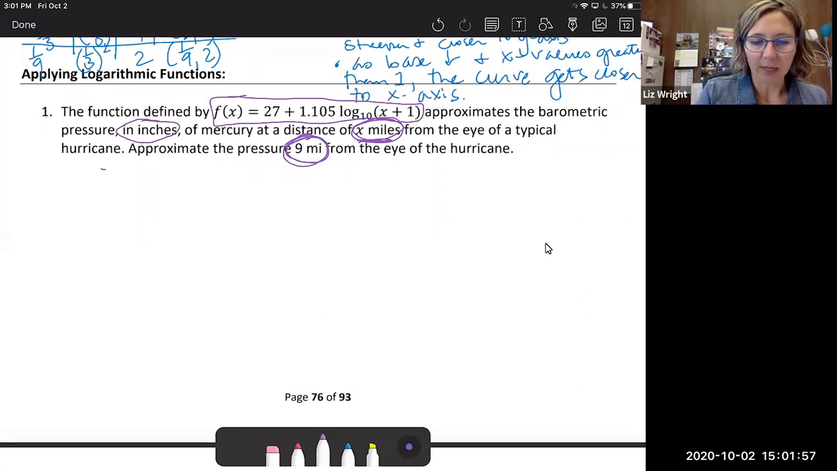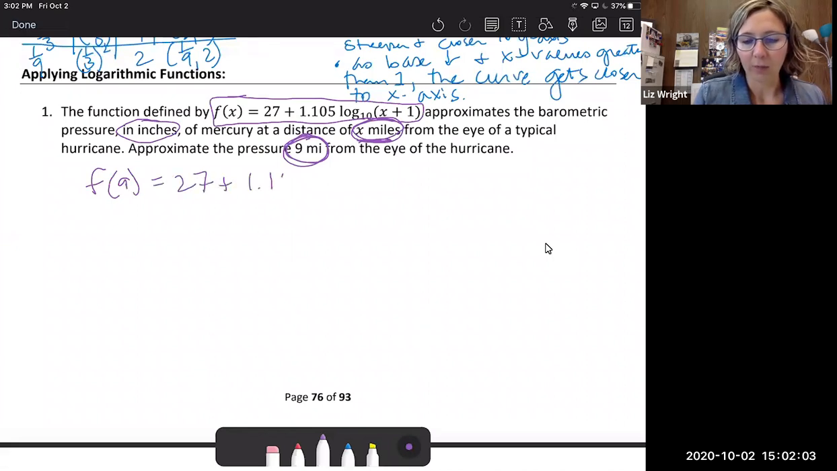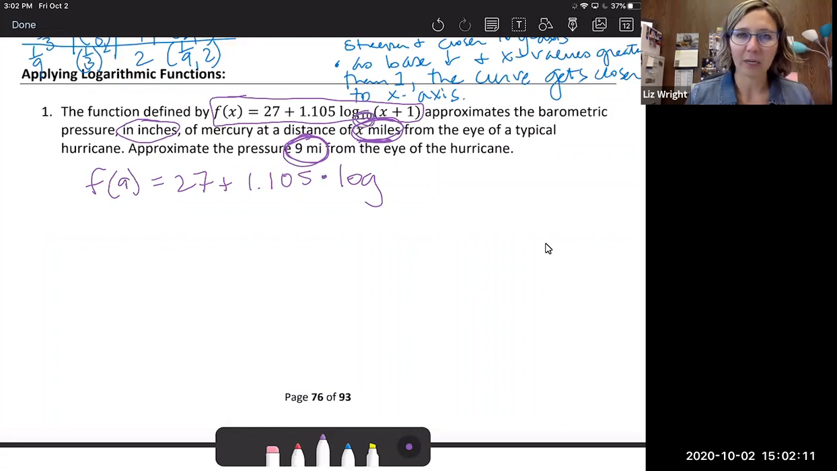So now we've got f of 9 equals 27 plus 1.105 times log, and I'm not even gonna write the 10 down there. You don't need that 10 on there. And we haven't talked about that yet, but that's called the common log. And when it's log base 10, you don't have to put the 10 on there. So I'm not going to. And oops, instead of putting an x, I don't want an x there. I actually want to put 9 in there.